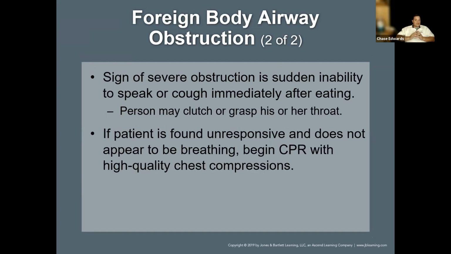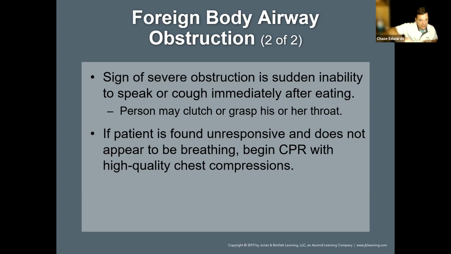Also, with poor oxygen exchange, the patient has a weak and ineffective cough, and it may increase difficulty breathing, stridor, and cyanosis, the blue tinge, right? One sure sign of severe obstruction is the sudden inability to speak or cough immediately after eating. The person may grasp or clutch his throat. Complete and thorough patient assessment is going to be the key on that one. And if the patient is found unresponsive and does not appear to be breathing, you should begin CPR, right, with high quality chest compressions.